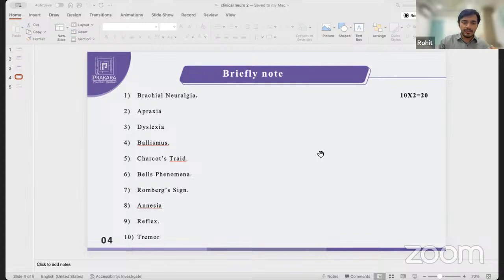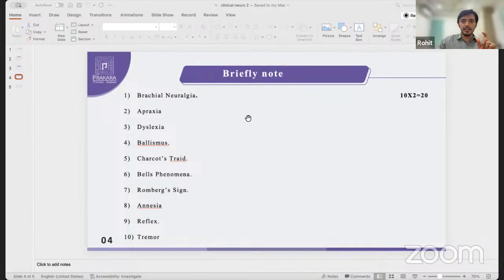I'll quickly move on to the next question also because these are very short answers. This is Charcot's triad. There is Charcot's neurological triad, and there is also Charcot's triad of cholangitis. Because this is neurology, let us discuss Charcot's neurologic triad. Basically, it is seen in patients with multiple sclerosis.